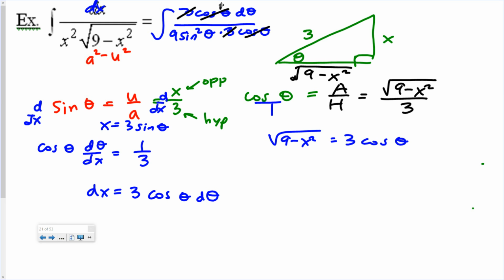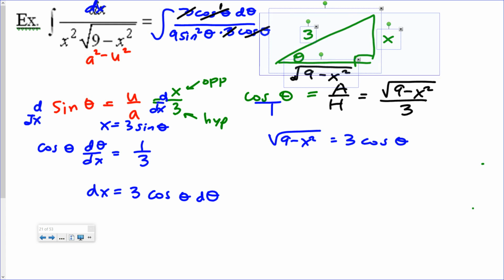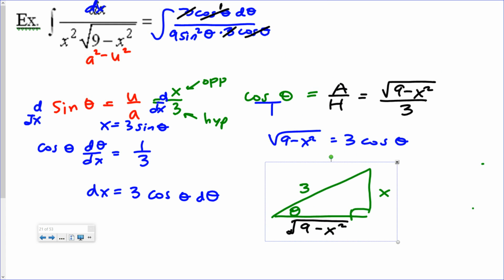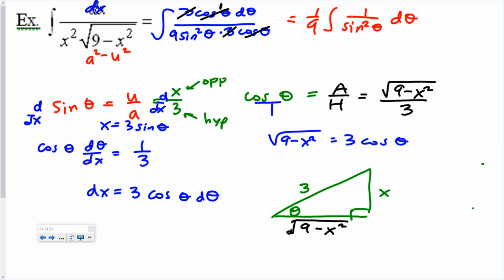They cancel out to 1. They don't disappear. They cancel out to 1. So if I were to rewrite this problem up here, let me move my triangle down. This is 1/9 times the integral of 1 over sine squared theta d theta. All I did was cancel out things, and this is what I have left.